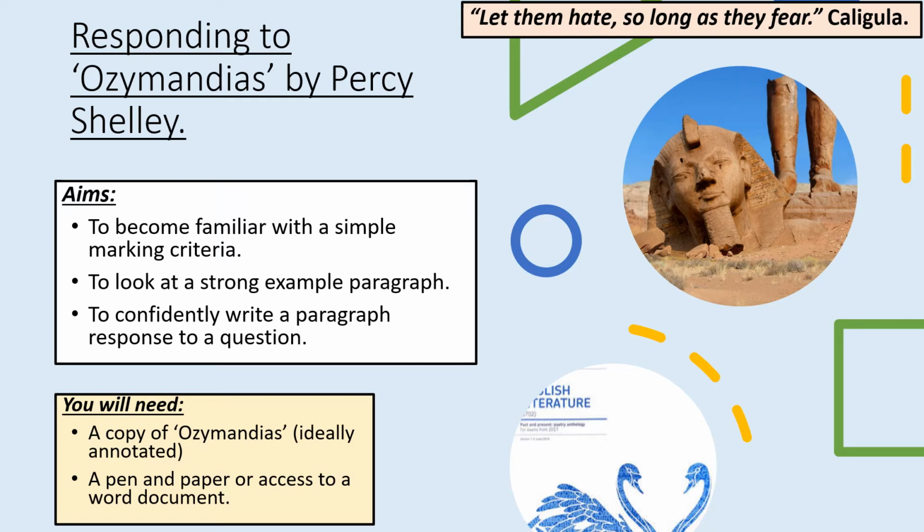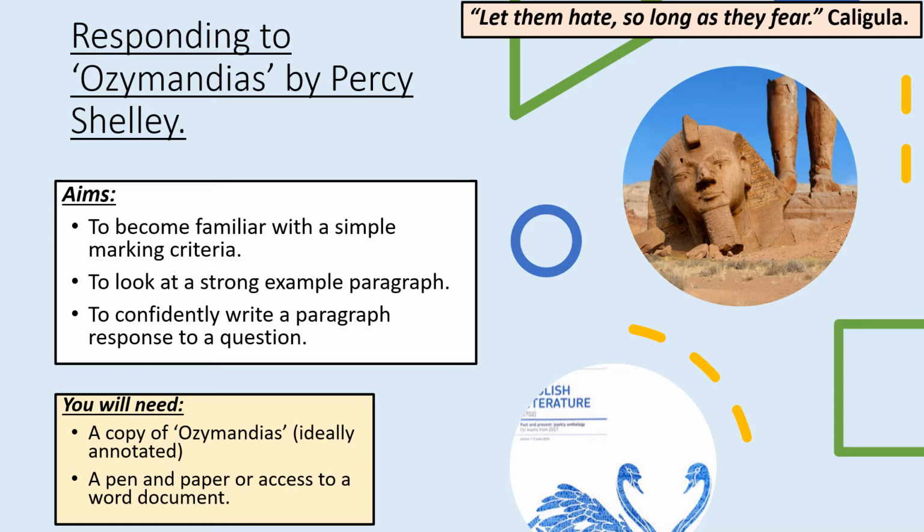So what we're going to do in this session is become familiar with a simple marking criteria, which is based on what the examiners want to see in GCSE Literature Paper 2. We're going to look at a strong example paragraph, so you can see the kind of stuff they're looking for in terms of what the response should look like. And then we're going to confidently write a paragraph response to a question. The question will be phrased in the way that it will be on the actual exam paper.